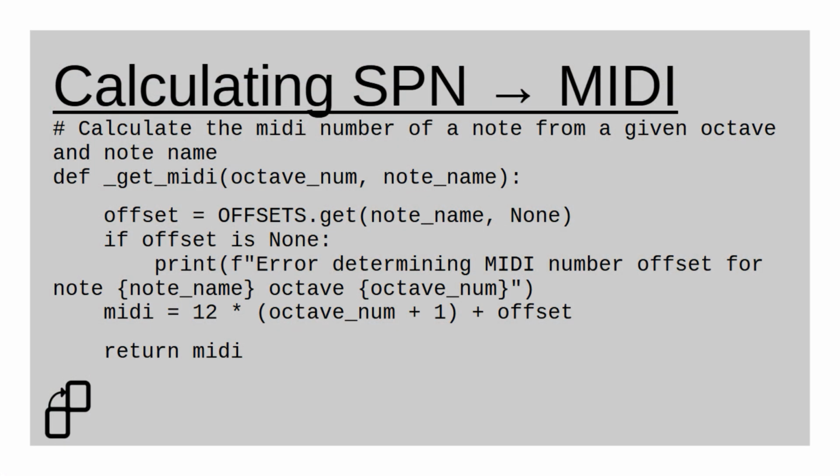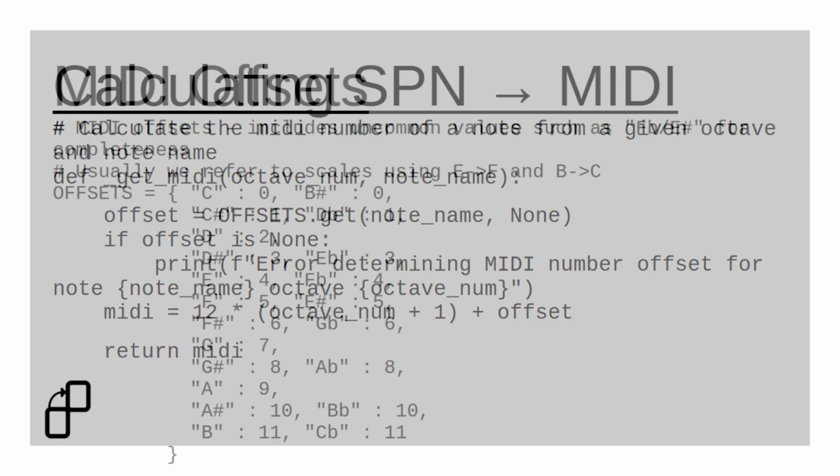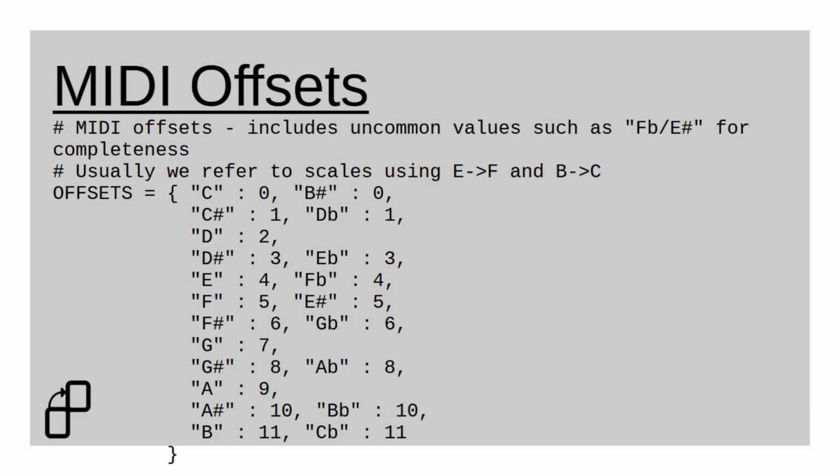And there's a chart or a dictionary of offsets in the code base that you can view. These offsets are how we go from something like F, A, C, or for example E and G sharp, to a particular offset that's used in this formula. And then the octave number is the number that accompanies that note. So for example, the 2 in A2.